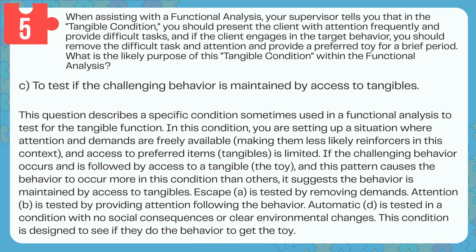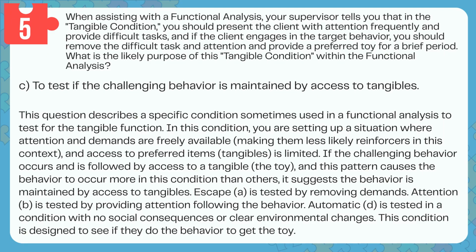Answer: C. To test if the challenging behavior is maintained by access to tangibles. Explanation: this question describes a specific condition, sometimes used in a functional analysis to test for the tangible function. In this condition, you are setting up a situation where attention and demands are freely available, making them less likely reinforcers in this context, and access to preferred items, tangibles, is limited. If the challenging behavior occurs and is followed by access to a tangible, the toy, this pattern causes the behavior to occur more in this condition than others. It suggests the behavior is maintained by access to tangibles.